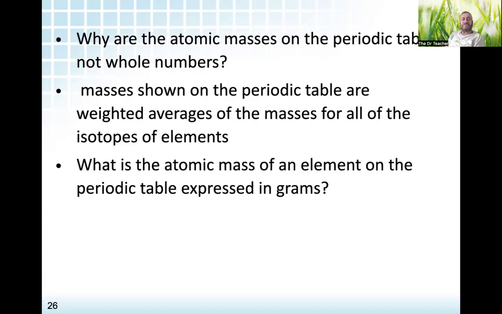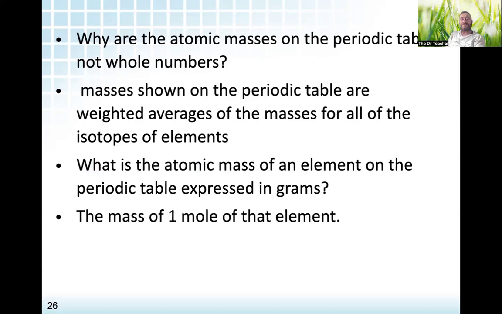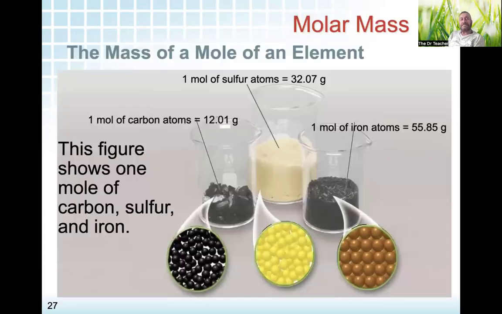What is the atomic mass of an element on the periodic table? Expressed in grams, it is the mass of 1 mole of that element. So if you have that many grams of the element, it means 1 mole. And now we see the mass of a mole of an element.